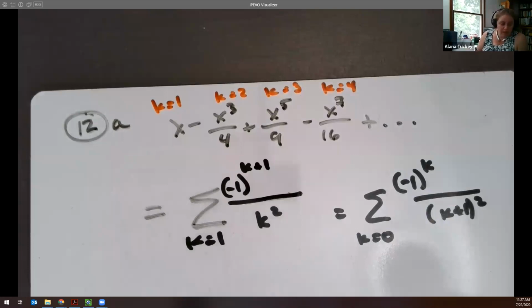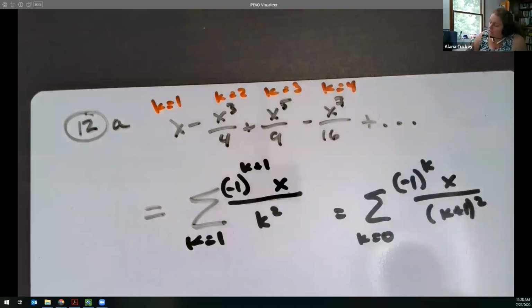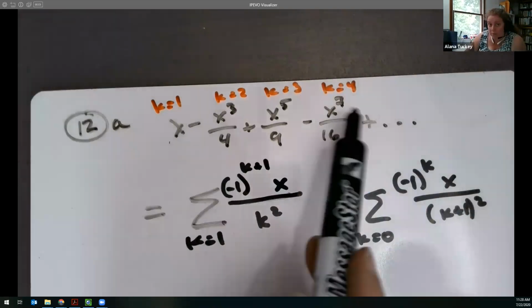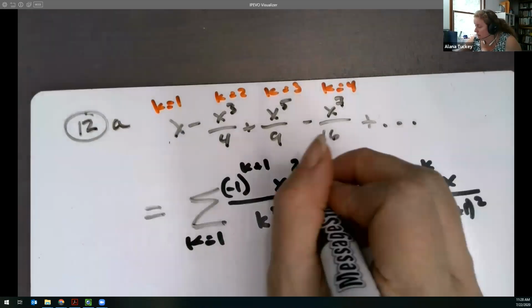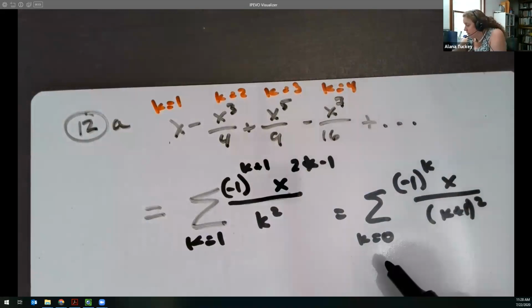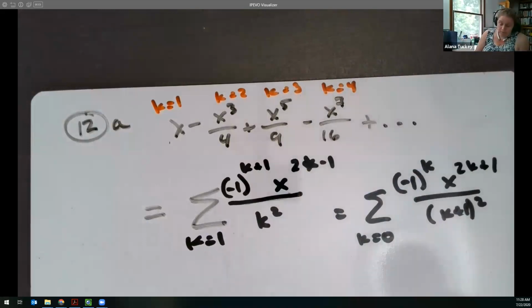Okay. And then x. It's obviously x to the something. For me, it's 1, 3, 5, 7. Those are odd numbers. So it'll be 2k minus 1. Because Ben is starting at 0, it's 2k plus 1 for him. So check over both of those series.